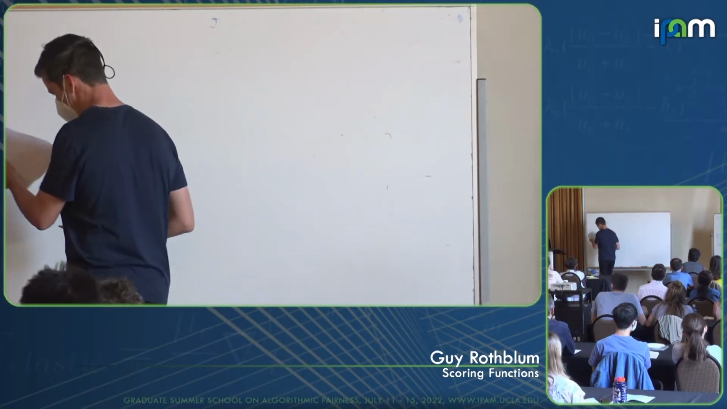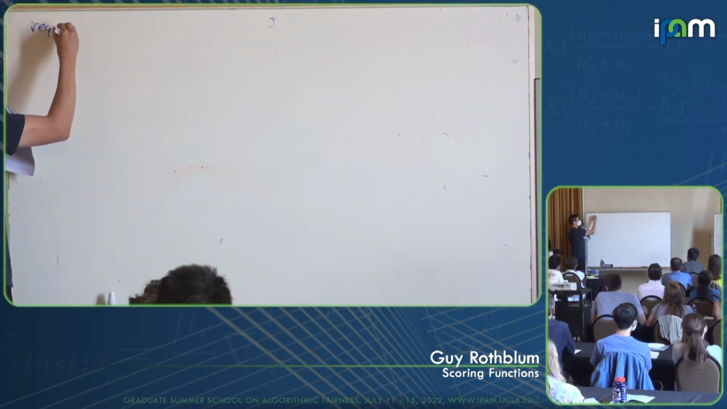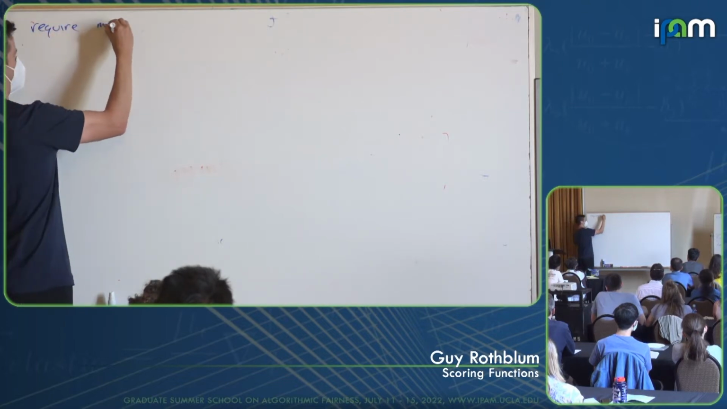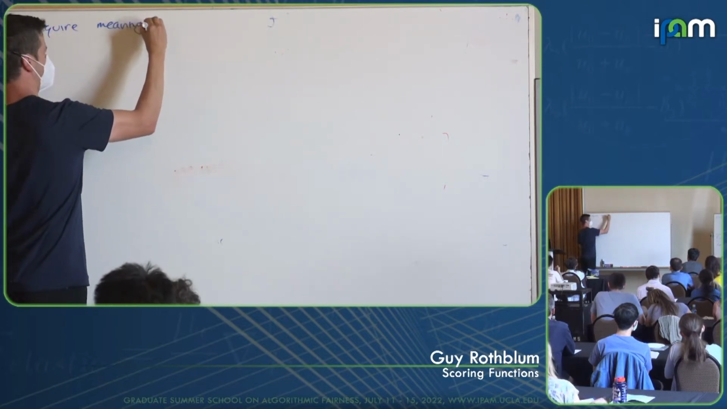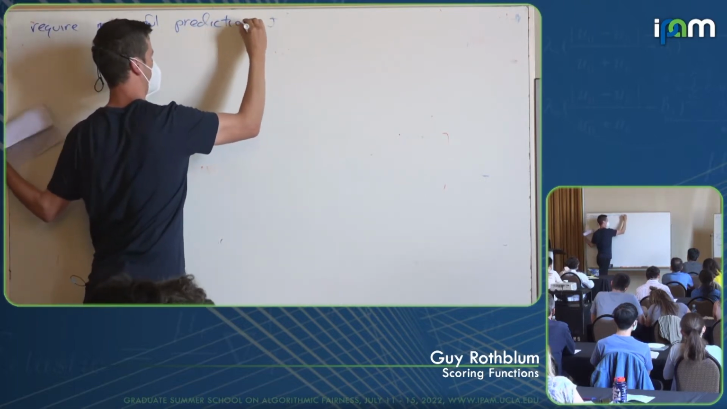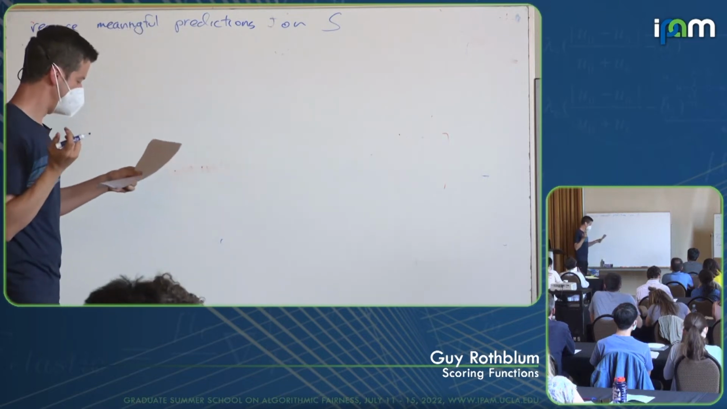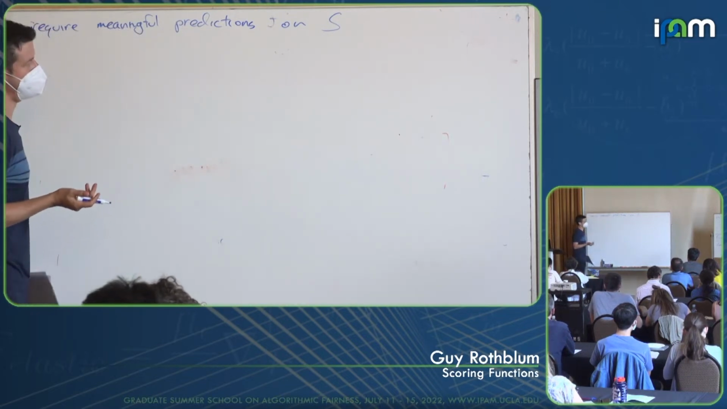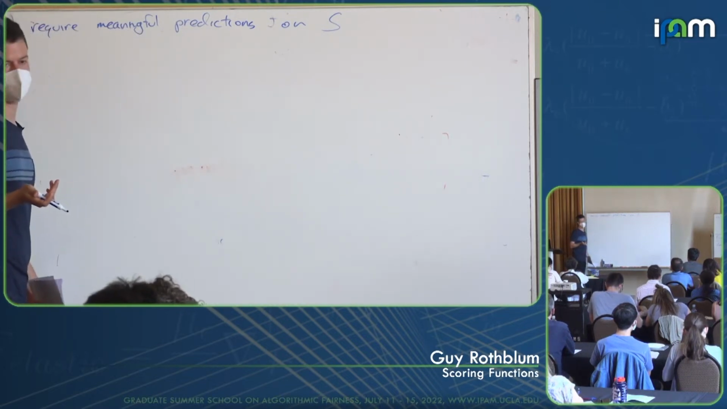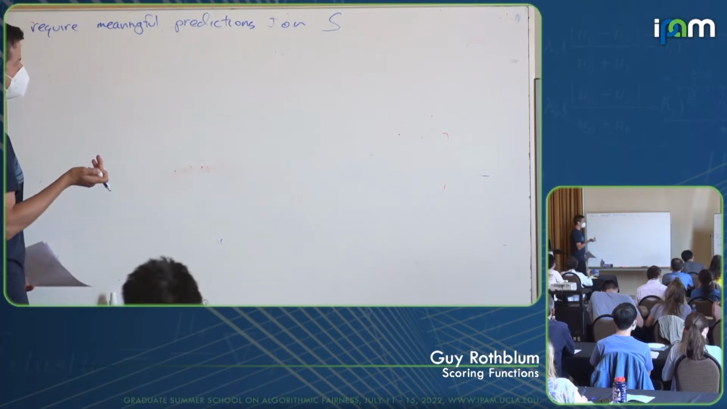Okay, so it makes a lot of sense to require meaningful predictions on S. So let's try. And going back to what we talked about in the online setting, we can make similar sanity checks or meaningfulness requirements about the probabilities.